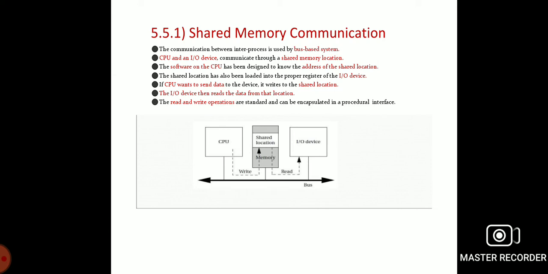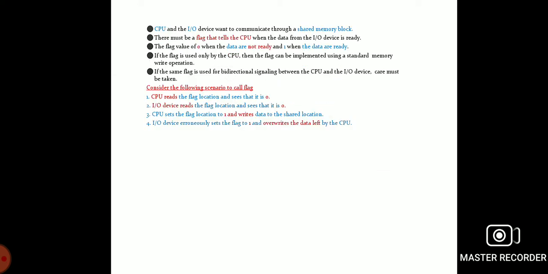So we can consider the following scenario for the flag. That is our first point. The CPU reads the flag location and sees that it is a 0. The input output device reads the flag location and sees that it is a 0. The CPU sets the flag location to 1 and writes the data to the shared location. And finally, the input device sets the flag to 1 and overrides the data left by the CPU. These are the functions of the flag operations.